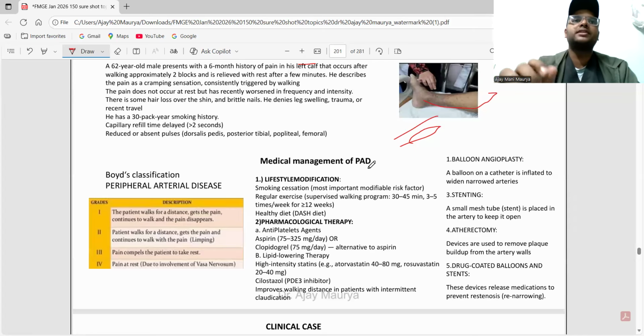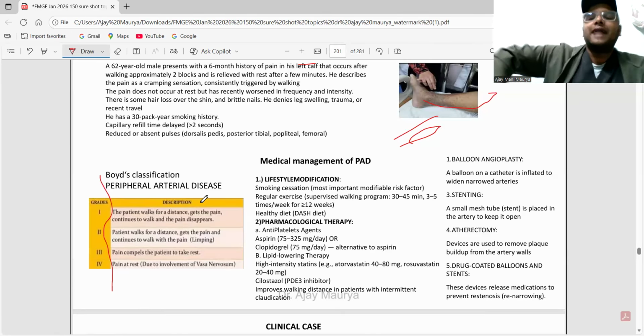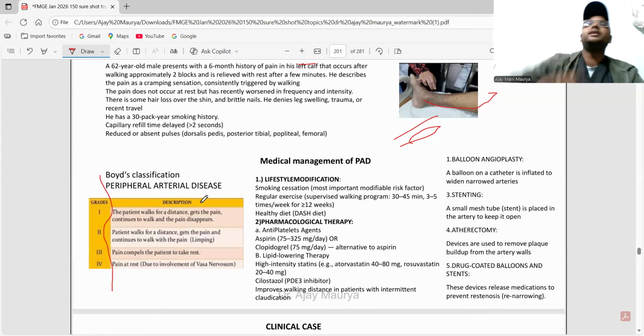We have the Boyd's classification, and these are important. These are the grades they are going to ask you in the examination. For example, a patient walks a distance, gets pain, continues to walk, and the pain disappears. This is grade 1. That's what you have to remember. The grades are very important.